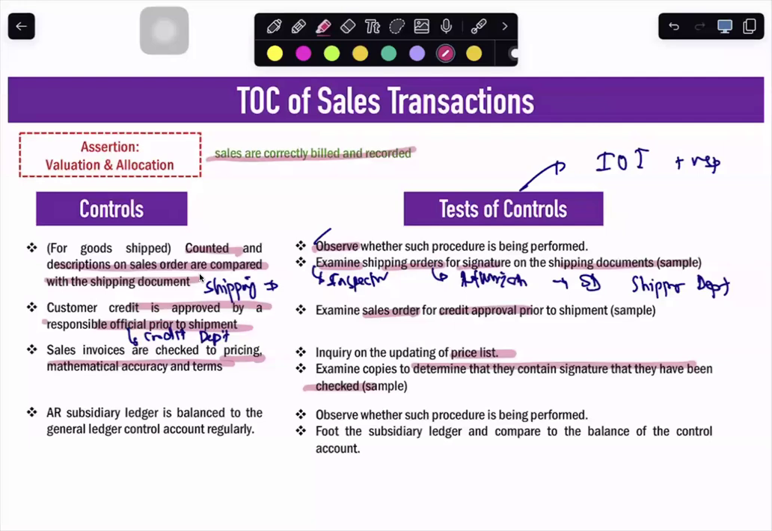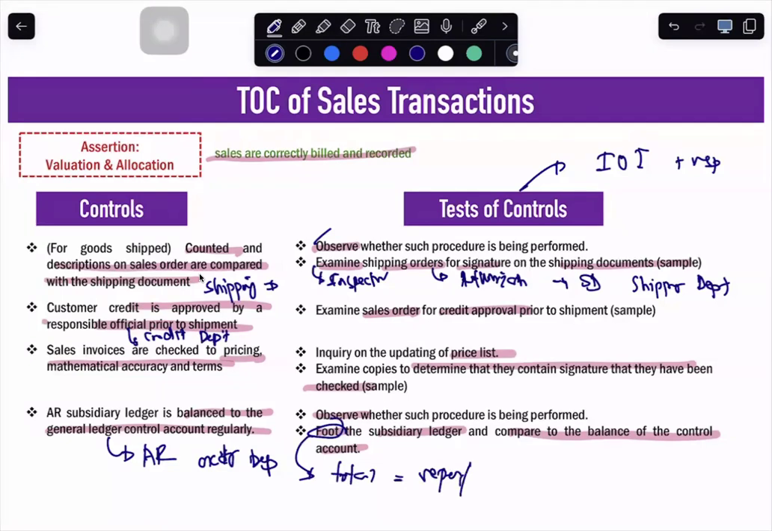Next, control. The AR subsidiary ledger is balanced to the general ledger control account regularly. So this happens in your AR department or your accounting department. So first, test of control, you observe whether such procedure is being performed. At the same time, we foot the subsidiary ledger and compare to the balance of the control account. So when we say foot, you get again the total, right? So it is equivalent to reperformance. You just get the total or reperform the mathematical accuracy of the amounts in the ledger.